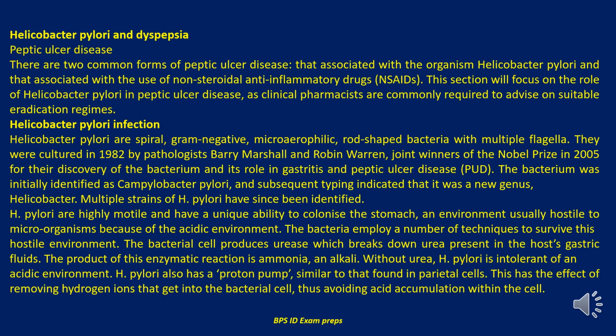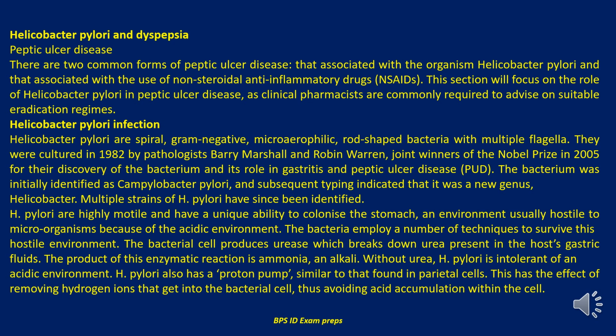We will now discuss Helicobacter pylori and dyspepsia. Let's begin with peptic ulcer disease. There are two common forms of peptic ulcer disease, that associated with the organism Helicobacter pylori and that associated with the use of non-steroidal anti-inflammatory drugs, NSAIDs. This section will focus on the role of Helicobacter pylori in peptic ulcer disease, as clinical pharmacists are commonly required to advise on suitable eradication regimes.